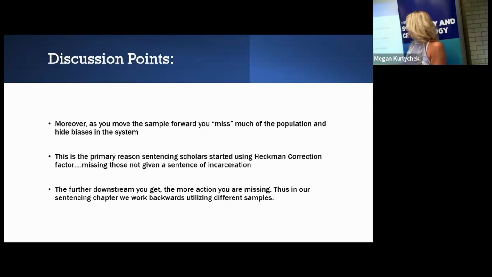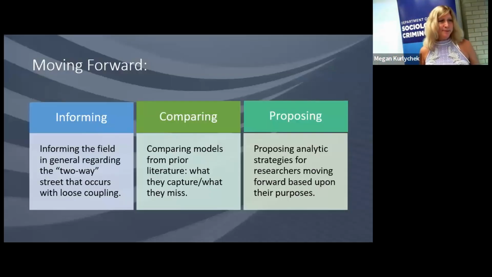So as I said earlier, we work backwards. We start with the biggest and then go smaller and smaller and show how it looks when you get there. Moving forward, we're hoping to inform the field about the general two-way, that this could be a two-way street, and to look between the points. To compare the models is what we're going to do in the next chapter. That's going to be our next big lift.